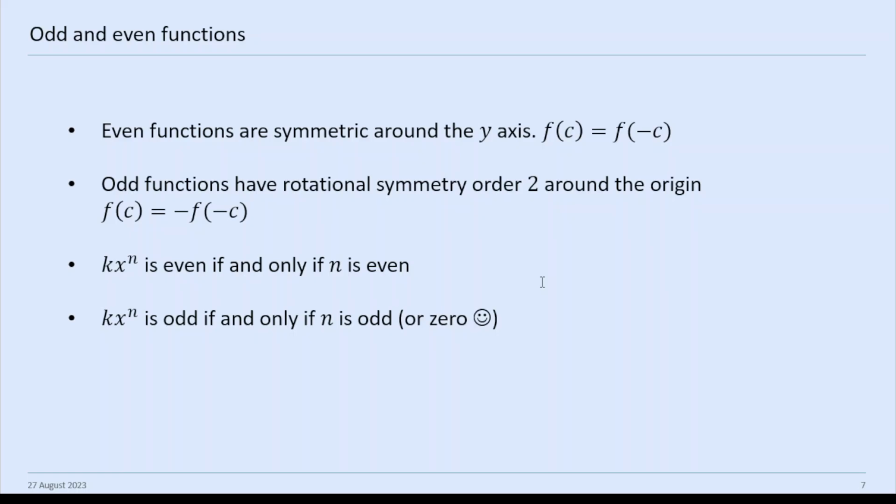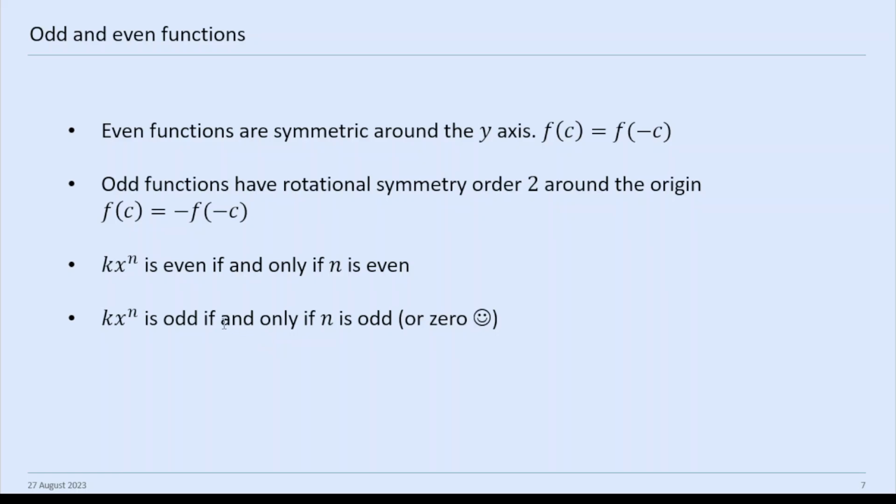kx to the n is an even function if and only if n is even, and kx to the n is odd if and only if n is odd. Or actually, if you look, if n is 0, then kx to the 0 is actually k. It's just a constant, which is actually even.